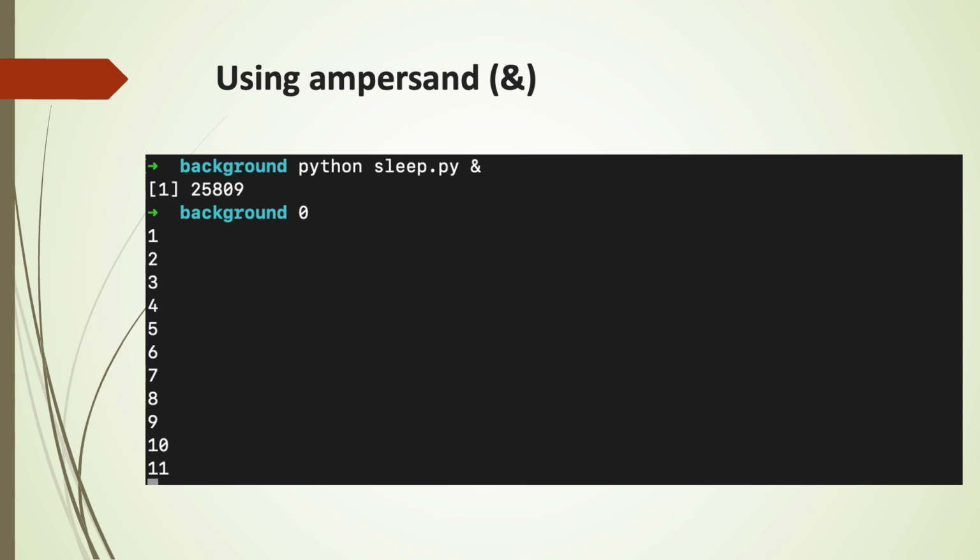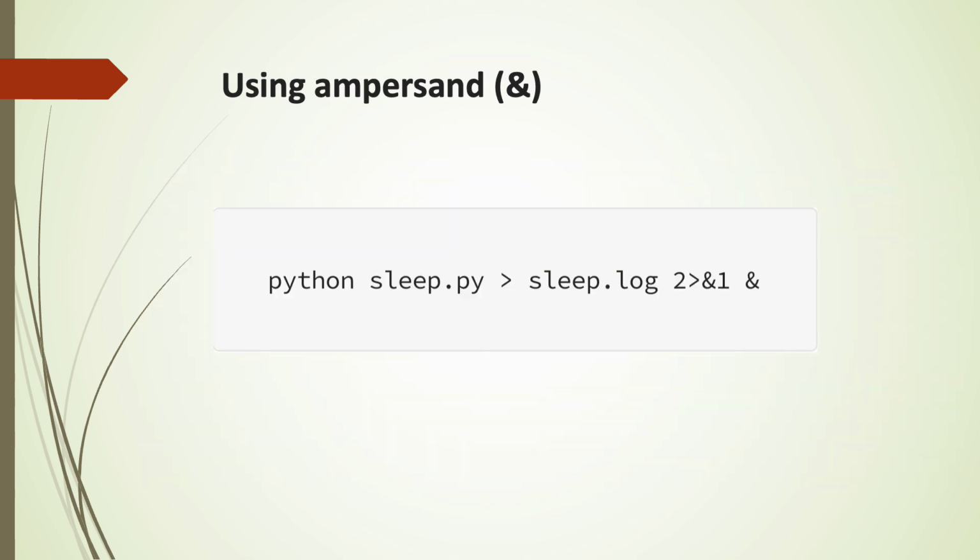This is not convenient. When a script is run in the background, we normally don't want to see the logs popping up all the time. Instead, we want the logs to be saved in a file that can be checked later when the job is completed. This can be done with standard output and standard error redirections. The special syntax means redirecting both standard output and standard error to the same file sleep.log.